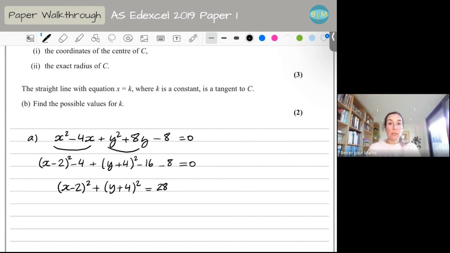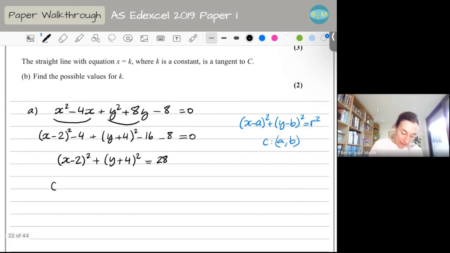Once I have the equation this way, remember, when I have a circle, x minus a squared plus y minus b squared equals radius squared, the center is (a, b) and the radius is r. So from there, I say that the center is going to be (2, -4). And then the radius is the square root of 28. Or if you want to simplify, I think it always looks better, 2 root 7.